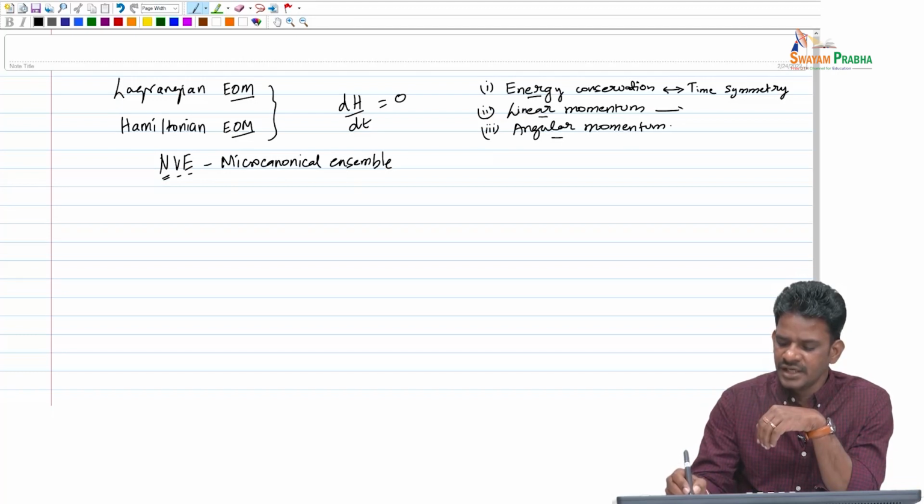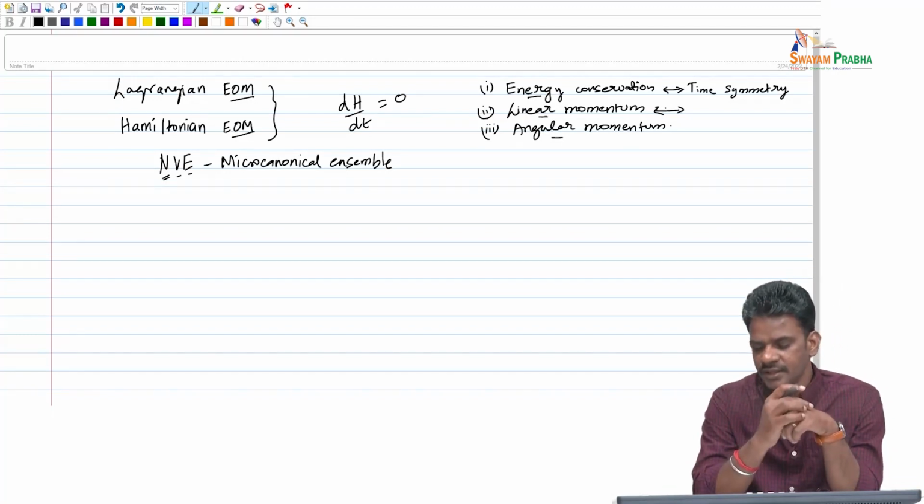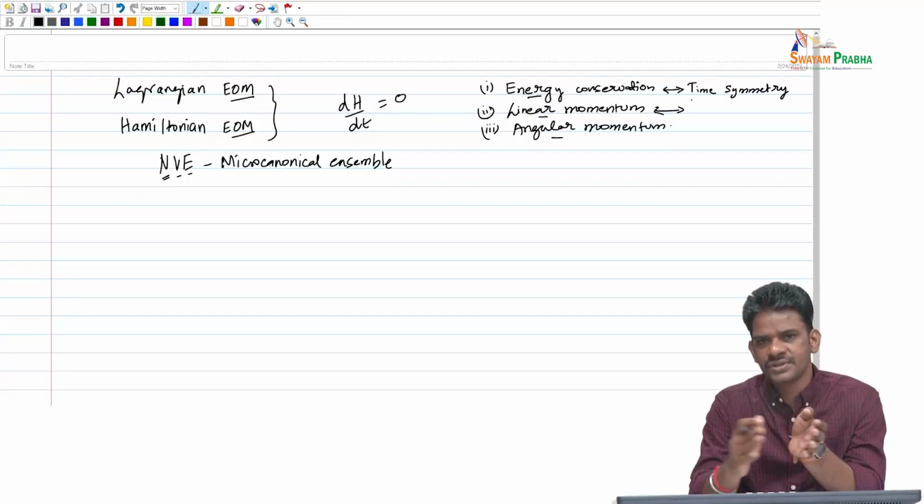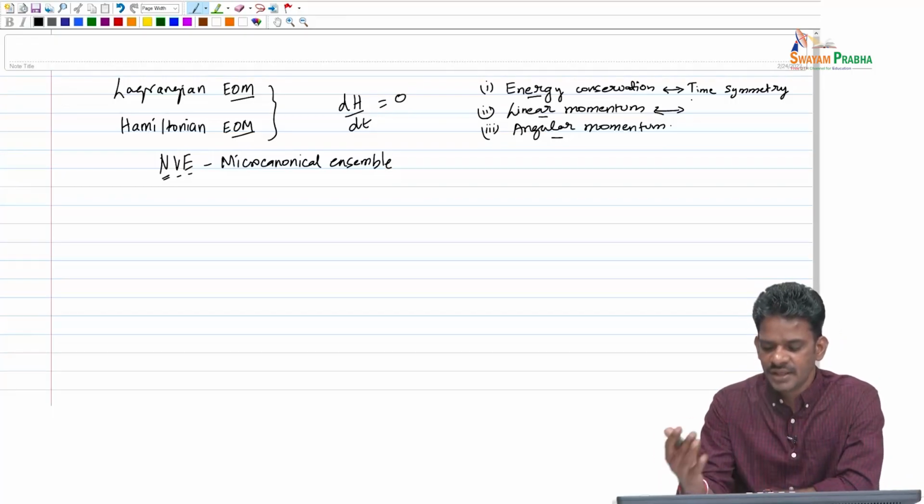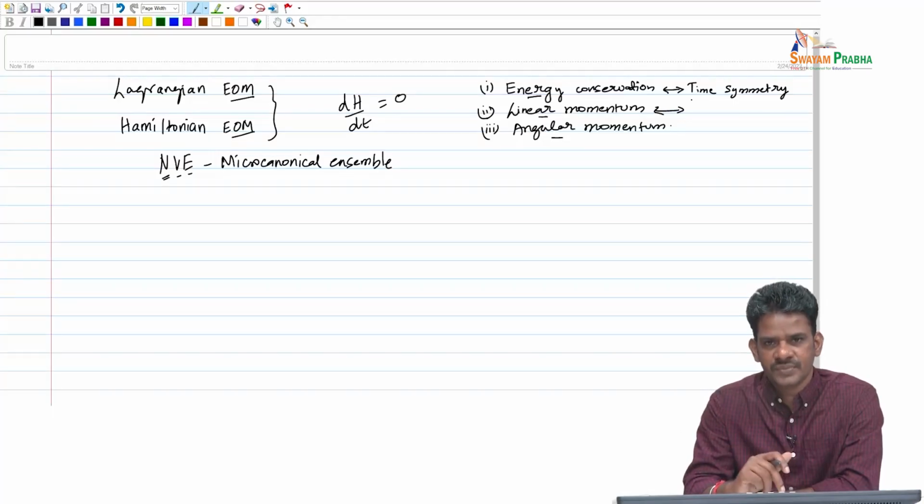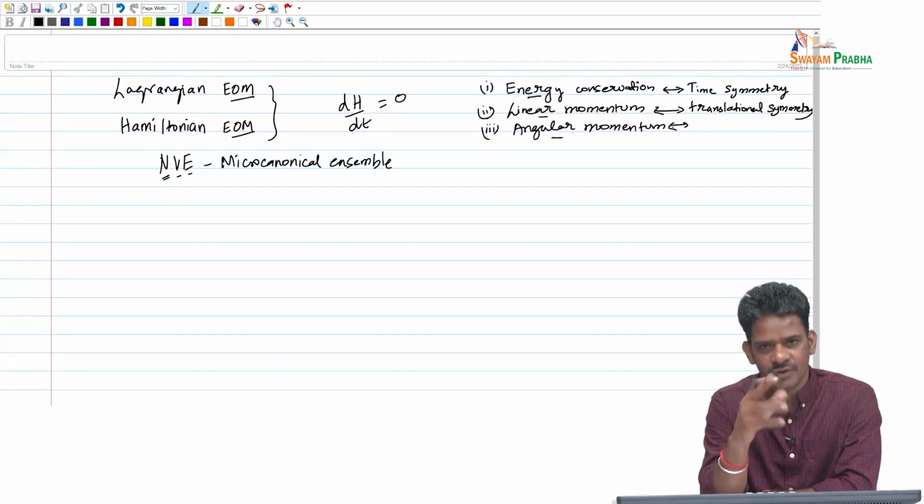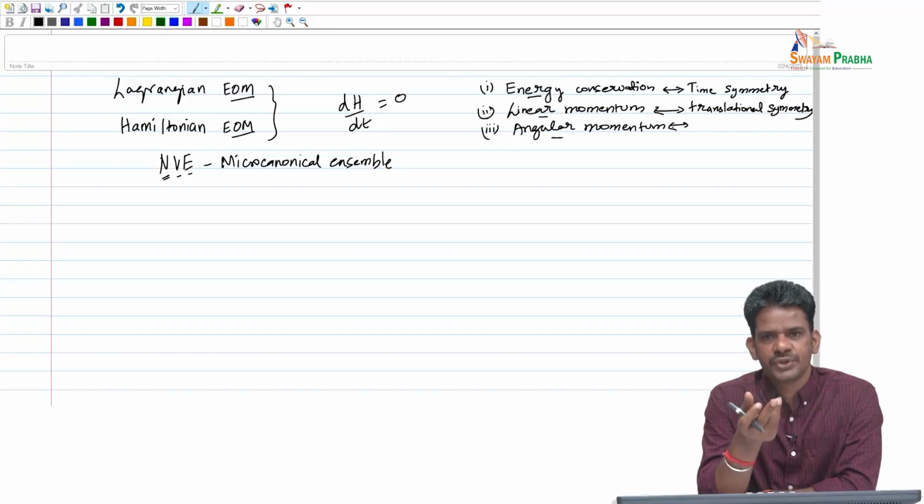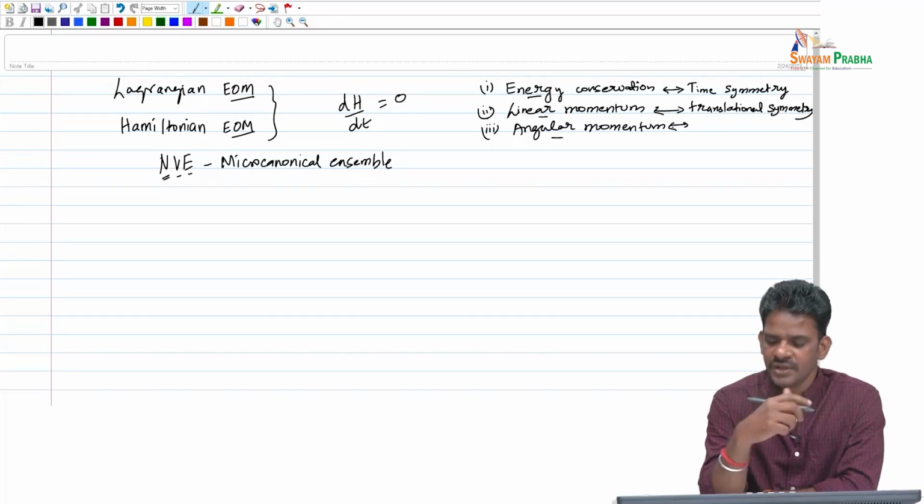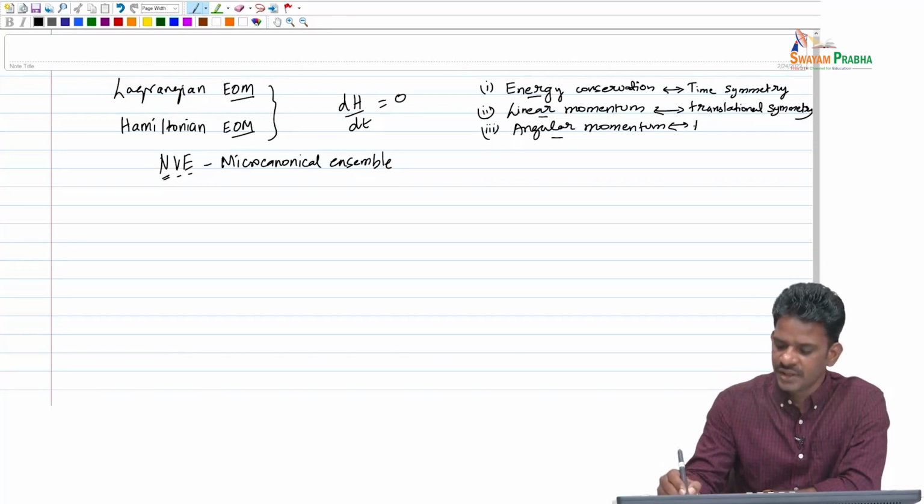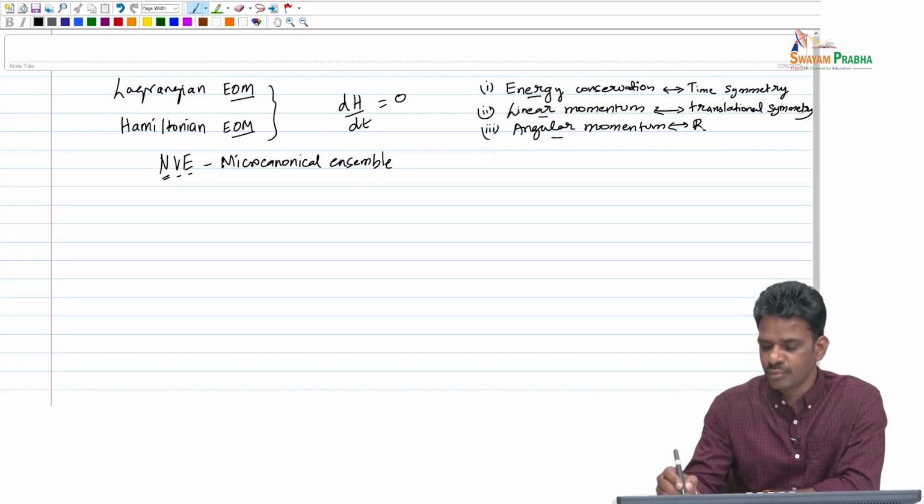And then the linear momentum conservation comes because of translational symmetry. That means, if I move the system in space, if I translate it in space, the system's property should not change, or the trajectory should not change. So, this is called translational symmetry. And then if I take the system and rotate it about an axis, okay, to a particular orientation, then the property measured should also not depend on the orientation of the system. So, the rotational symmetry gives rise to the conservation of angular momentum.